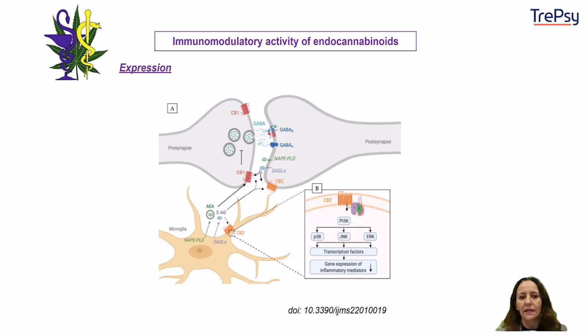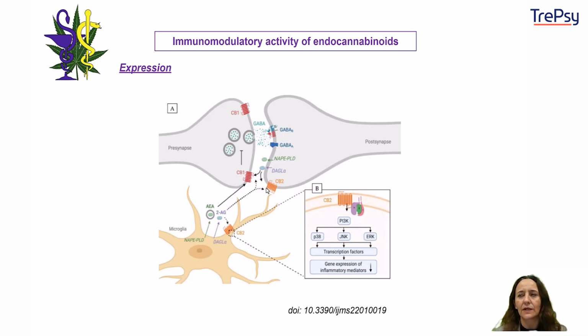So, this is an example of the microglia. In this image, we can see microglia here, the endocannabinoids produced and the CB2 expression in this. Also, we can observe in the postsynaptic neuron that CB2 is expressed. And what is the function of CB2?